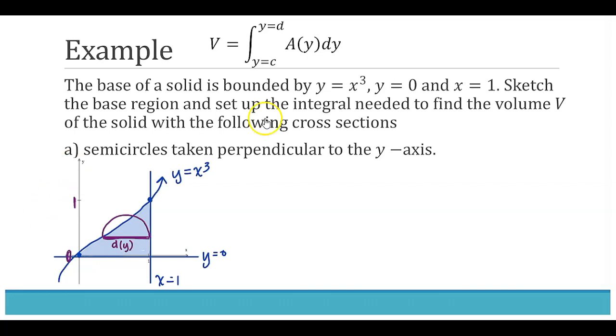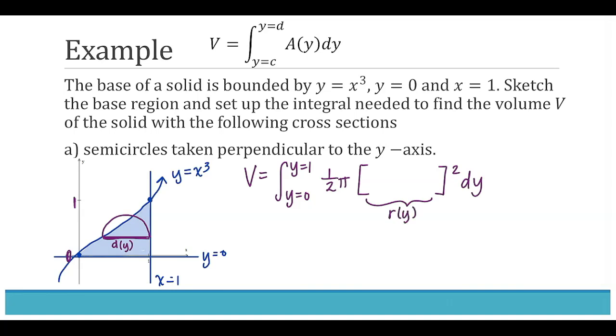So let's go ahead and start to find our volume by applying the formula here. So our volume is going to equal the integral from y equals 0 to y equals 1. And then we're going to need the area function for a semicircle. Well, a semicircle is 1/2 pi r squared. So I'm going to go ahead and put 1/2 pi, and then I'm going to leave a big blank space for a second, squared dy. So what's going to have to go right here is the radius as a function of y.